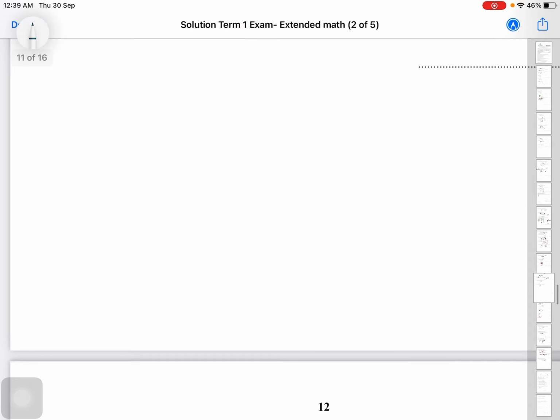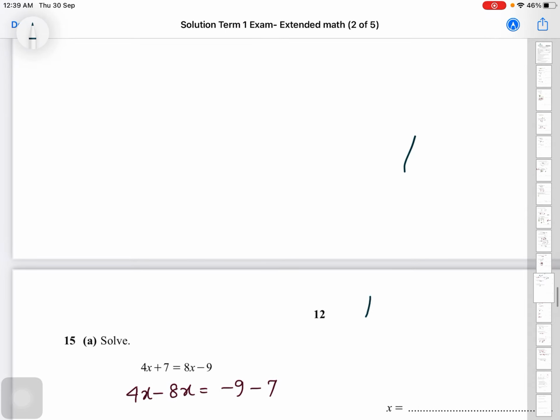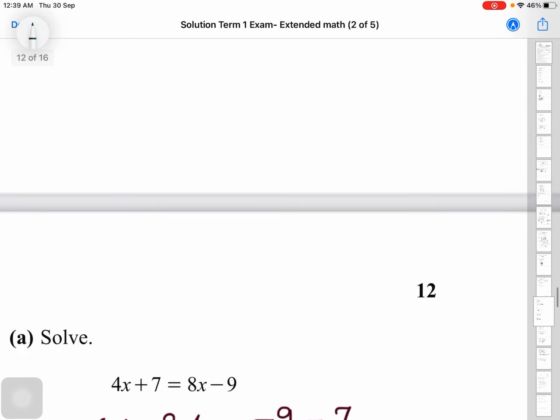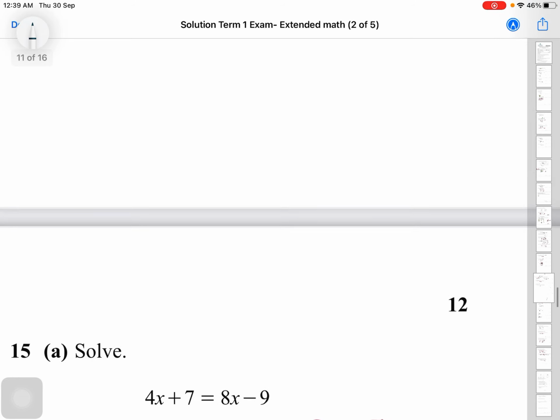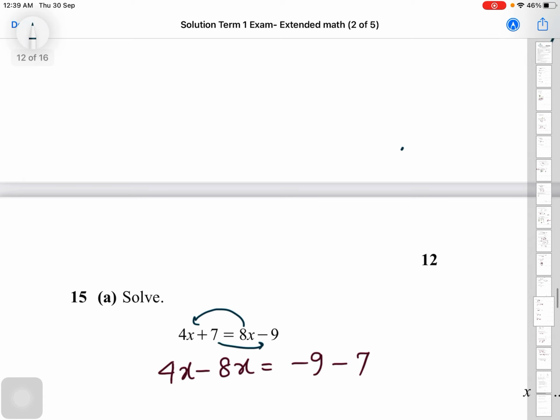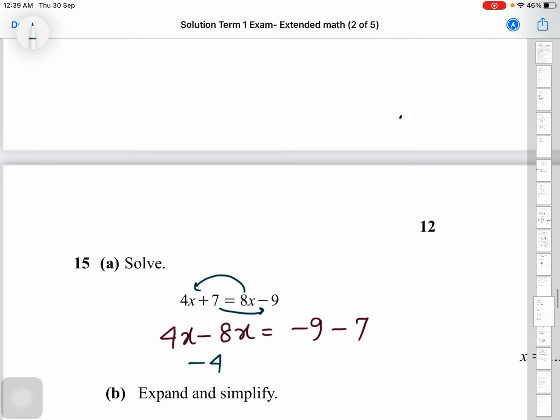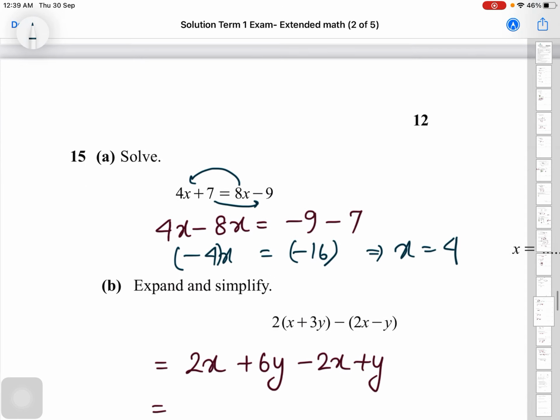Moving on. 15th question A part. 4x plus 7 is equal to 8x minus 9. Bring the variables on this side, take the numbers on the other side. You will have 4x minus 8x equal to negative 9 minus 7, which means minus 4x will be equal to minus 16. Divide negative 16 by negative 4, you will have x equal to 4.